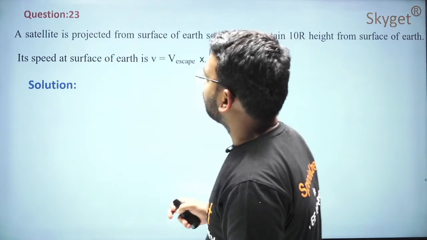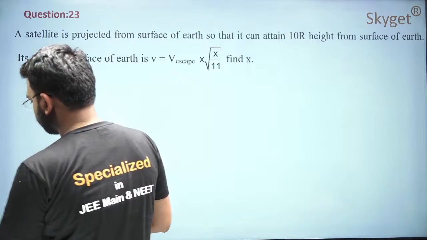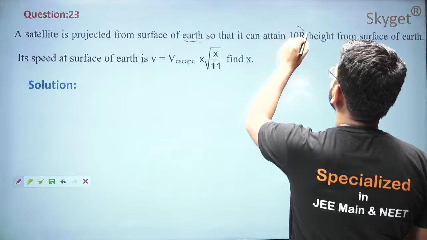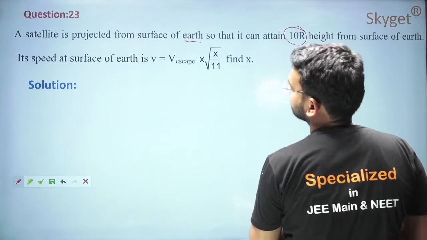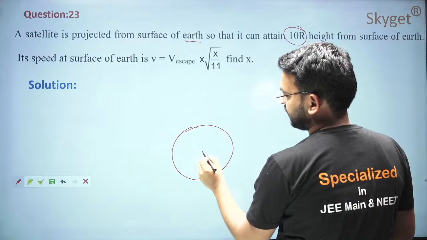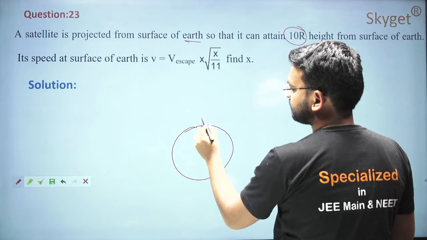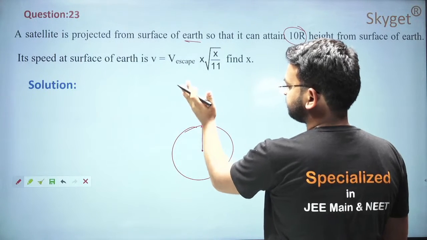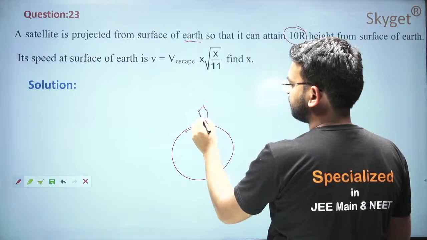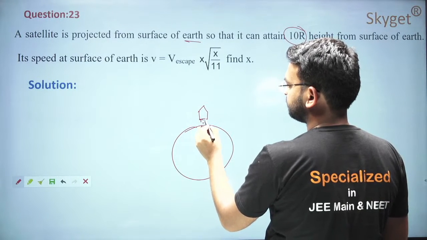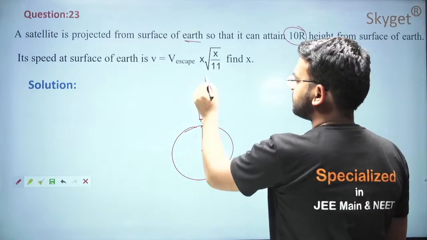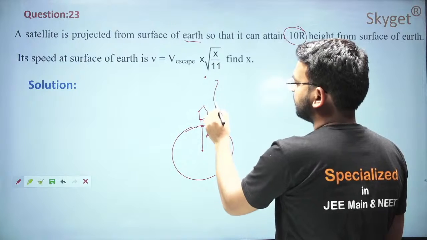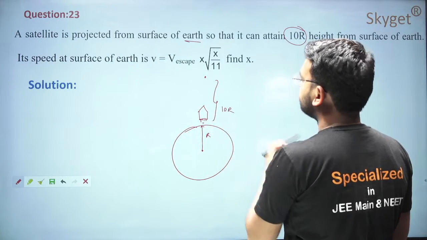Okay. Now they are saying there is a satellite which is projected, very good question, from the Earth so that it can attain a height of 10 r from the surface of Earth. It means this is your Earth, it has radius r. From the surface of r, let's suppose you are projecting one missile. Okay, this is your missile. Now they are saying that it is able to reach up to this height, whatever this height may be. So from here, this is your 10r from the surface.